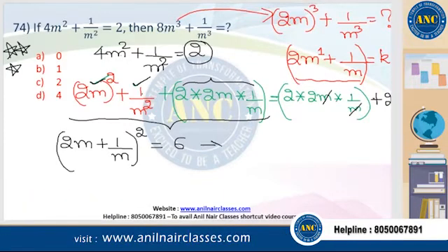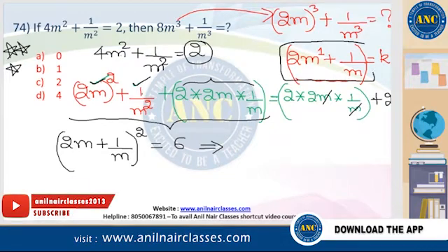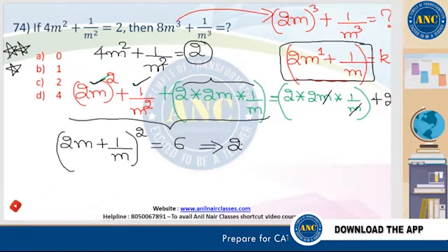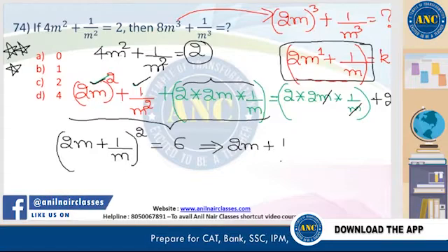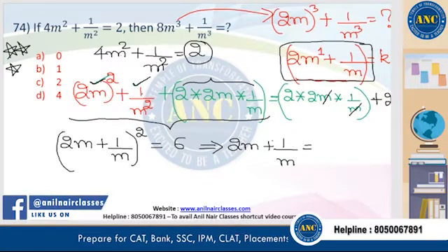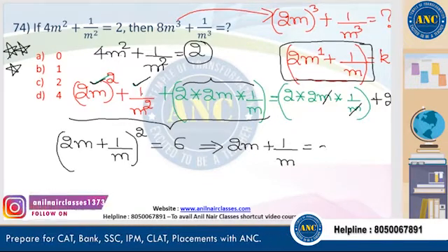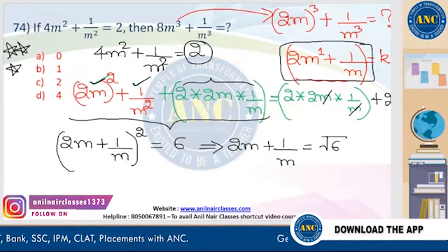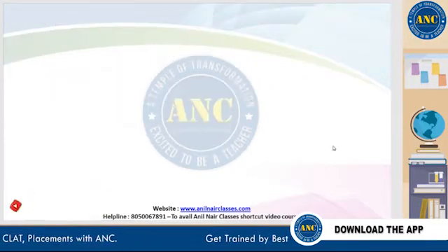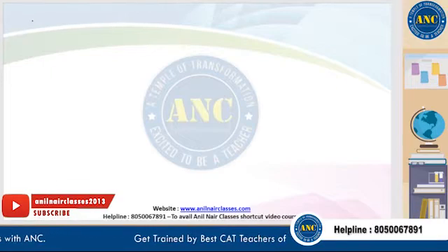But I don't want 2m plus 1 by m whole square. What I require is 2m plus 1 by m only. That means 2m plus 1 by m is nothing but, if I shift the square to the right hand side, it becomes square root. It is nothing but square root of 6. Now it is very easy for you to solve it, sir. It is never a difficulty.